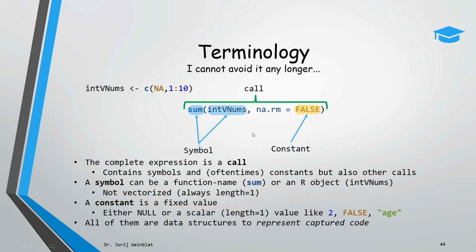So these are the three parts of which an expression can consist. The whole thing is a call. A call can be a symbol or a constant. And both constants and symbols always have length 1.